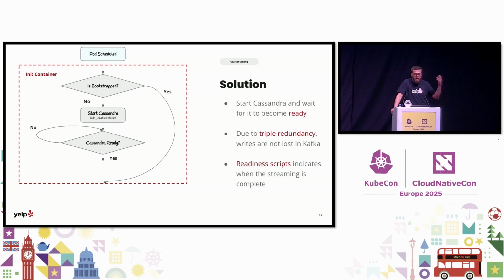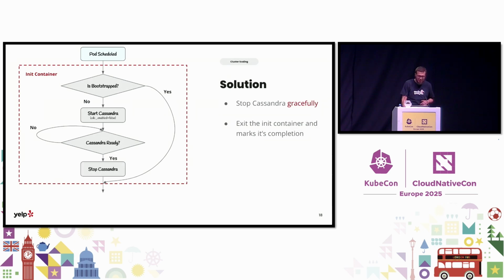And we have a readiness script that indicates once the streaming is complete and Cassandra is ready to serve the traffic. So once we get a green signal that Cassandra has joined the ring, we stop the Cassandra process gracefully and exit the init container. The reason why graceful stopping of a stateful workload is important is because any abrupt termination can lead to data corruption.